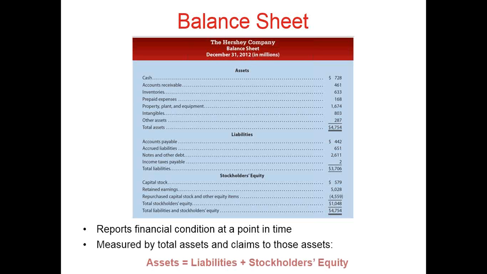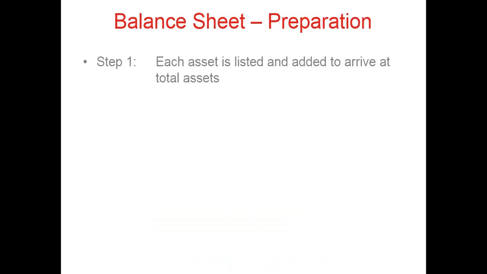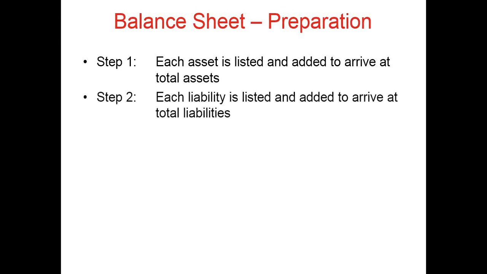You see at the bottom, assets equals liability plus stockholders' equity. That's the accounting equation, and we will use that throughout the rest of this book. I'll let you read through how to prepare a balance sheet. This is also listed on page 13 of your textbook.